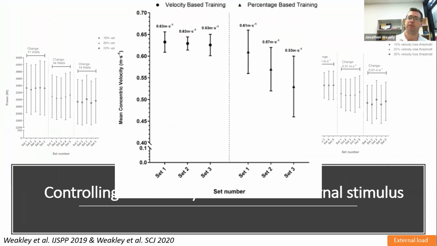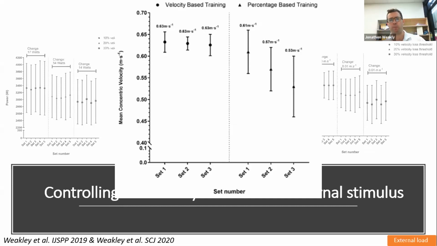However, when you implement percentage-based training and you're not controlling for the fatigue that's accruing as they train, the barbell gets slower and slower and slower. So we know with velocity-based training, we can start prescribing an intensity and we can keep that barbell at the same speed, which means that the intensity stays the same across the whole session.